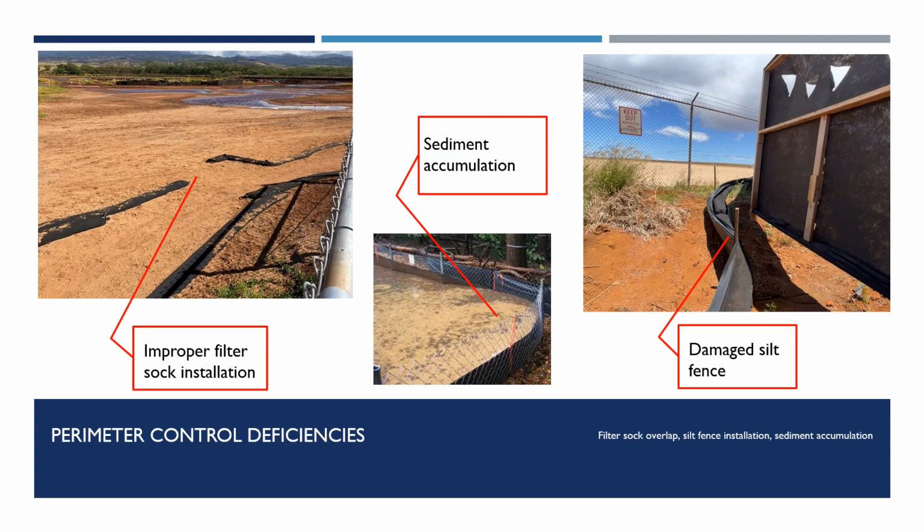Perimeter controls may consist of filter socks overlapping 6 inches or properly installed silt fence along the downslope side of a disturbed area or around material storage areas. These perimeter controls are similar to inlet protections in that when sediment accumulates adjacent to the installed BMP, it shows that the BMP is functioning correctly but needs maintenance. If there are gaps between the filter socks, tears in the filter socks or filter fabric of the silt fence, or the silt fence is improperly installed, the BMPs will not function properly if a rain event occurs and must be repaired or replaced.